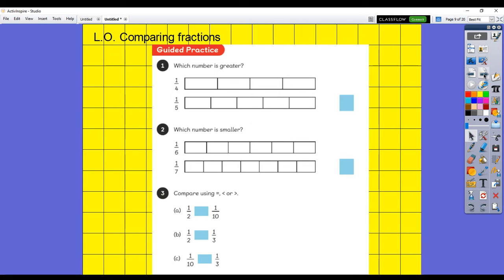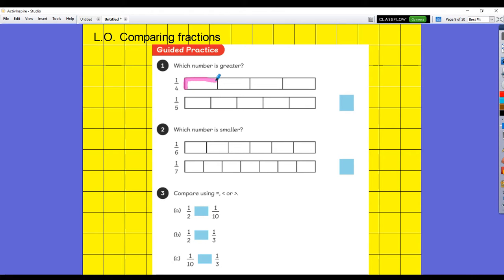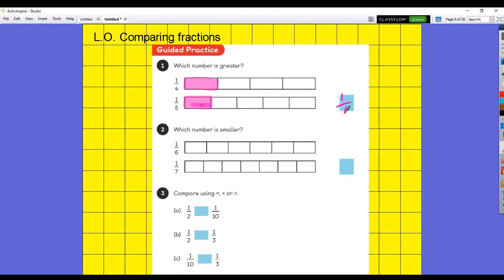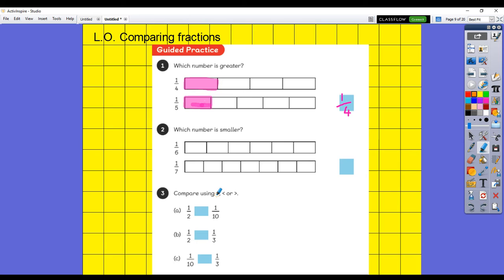So which number is greater, 1/4 or 1/5? So let's shade it in to see. So this is my 1/4, so I'm going to shade this one in here. Okay, and then I'm going to shade in my 1/5 as well. So which is greater, which is bigger? Well, we can easily see that the 1/4 is greater than the 1/5. Okay, and we also know that because I had to share my chocolate bar between 5 people, I'm not going to get as much as if I share it between 4 people.